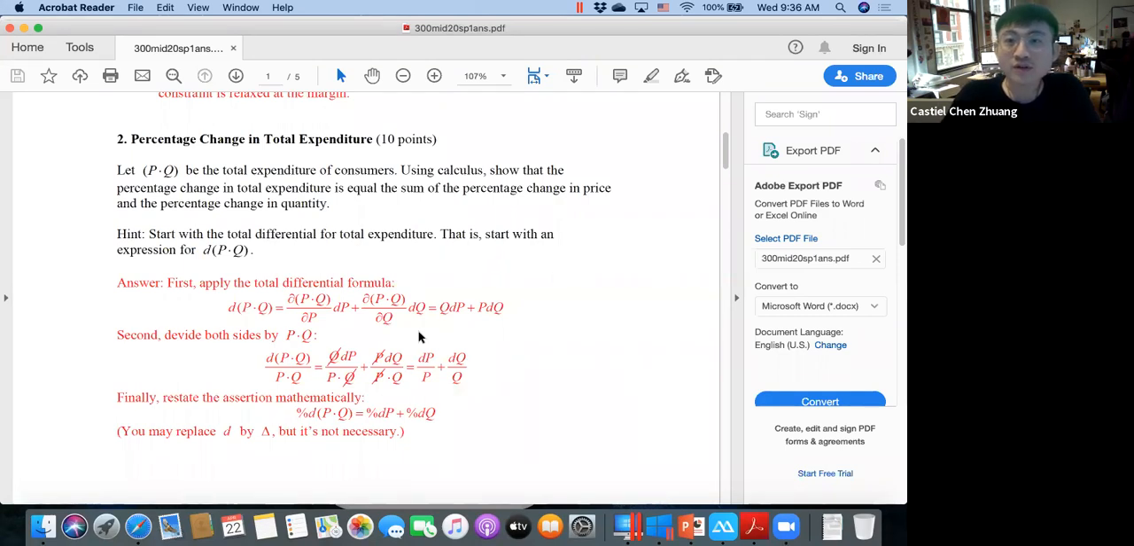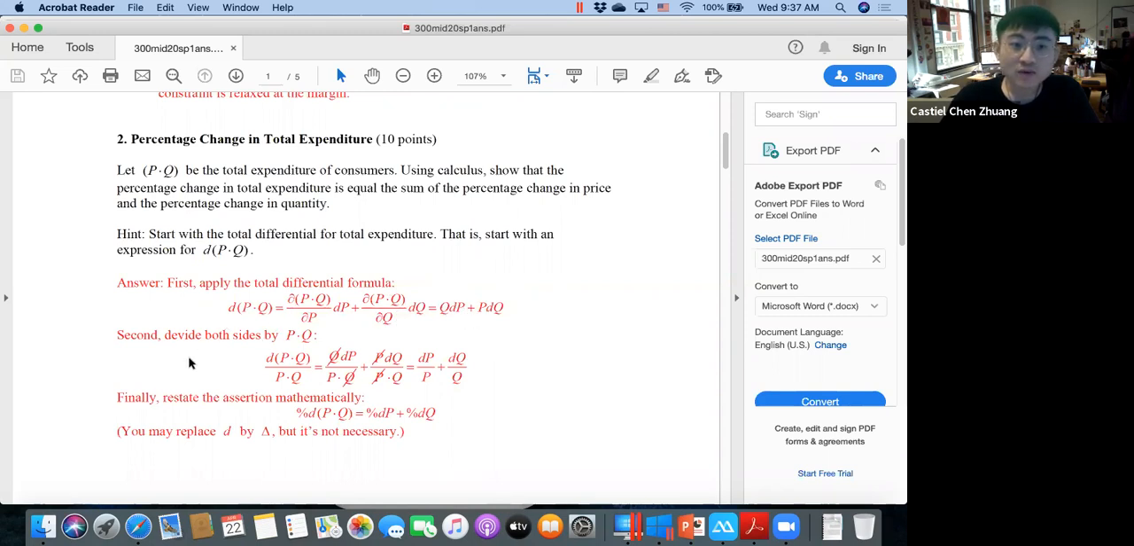I think the harder part of this question is to know what total differential is. We actually talked about this in the math review as well. You just need to know the total differential of P times Q. It is the partial derivative of this whole thing with respect to P times dP, plus the partial derivative with respect to Q times dQ. The partial derivative of P times Q with respect to P is just Q, and here we have P. So this is the first equation that you need to give.